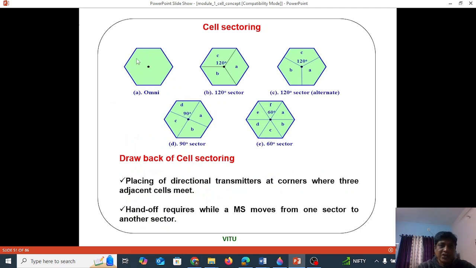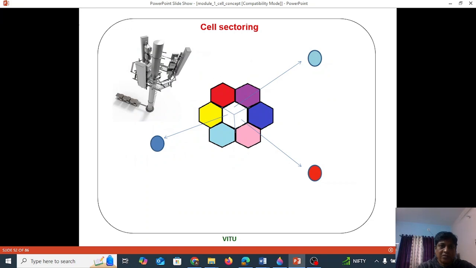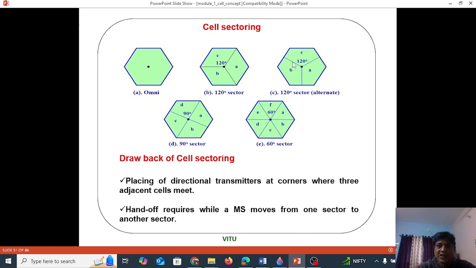Now look at the different sectoring here. The first case is the omnidirectional antenna. The second one is 3 sector, where each sector is 120 degrees; we have seen that these base stations consist of 3 antennas. So that's an example of 3 sector. The 3 sectors may be arranged this way, or you can place them as a 4 sector, and this is a 6 sector.